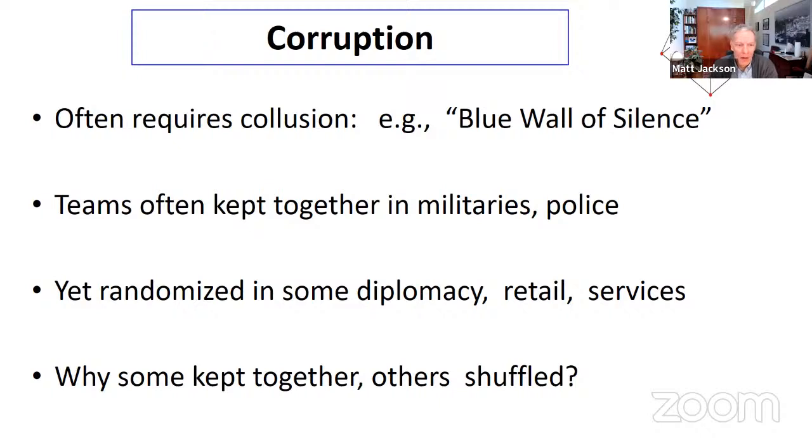and that's what we want to understand. There are a number of organizational design tools that people can use. Like, do you keep your teams together? Do you encourage them to cooperate? Do you try and shuffle them around and discourage them from cooperating? Are you assigning them to some tasks and not other tasks? So we want to understand, for instance, why are teams kept together in militaries and police? Why are they randomized in diplomacy, retail, and services?